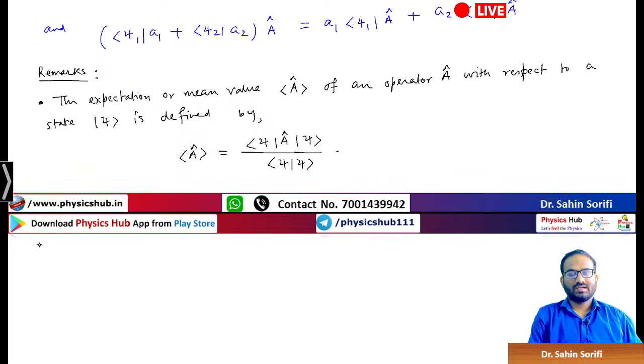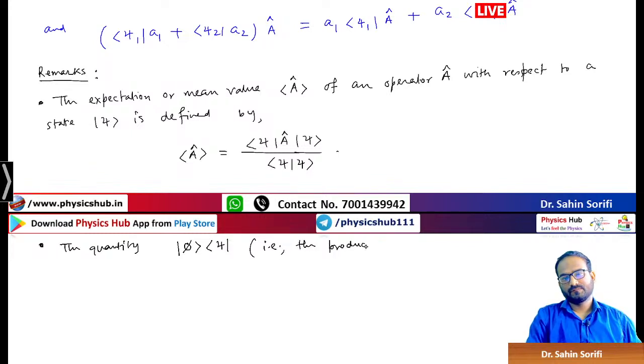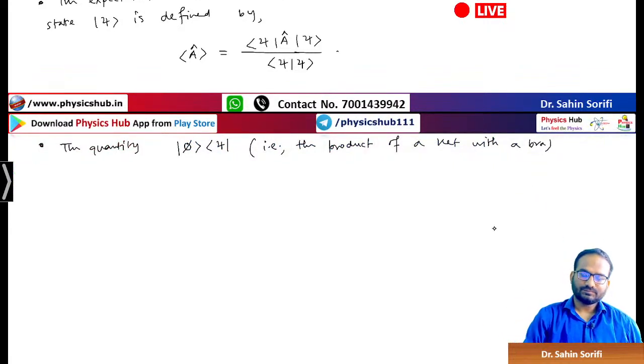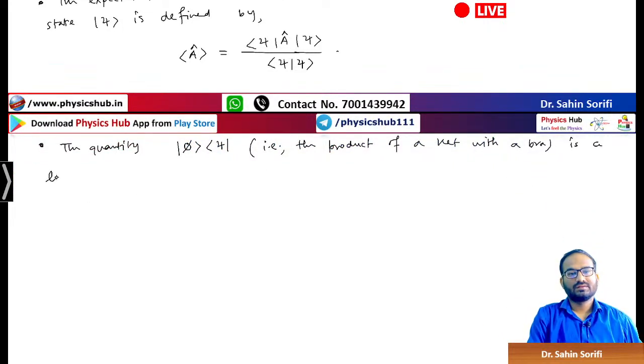Now let us take an example of a linear operator. If you have a quantity like this, ket phi and bra psi, the product of a ket with a bra, this type of thing is a linear operator in the Dirac notation.